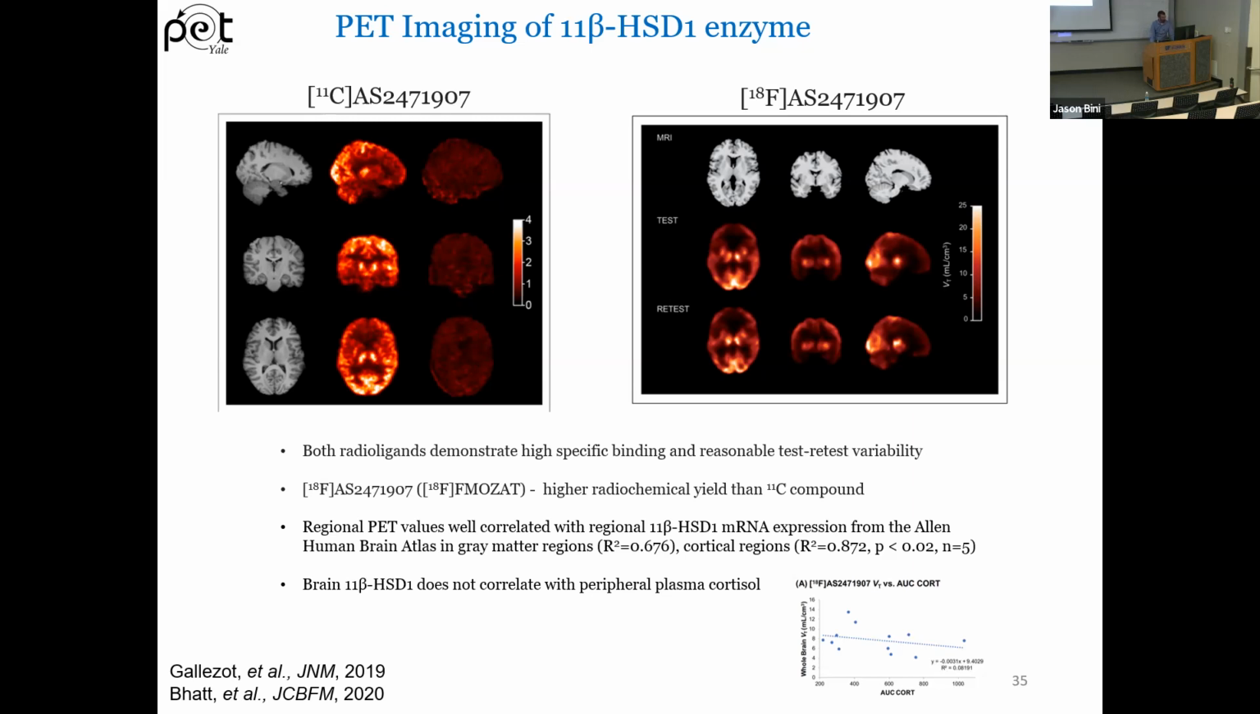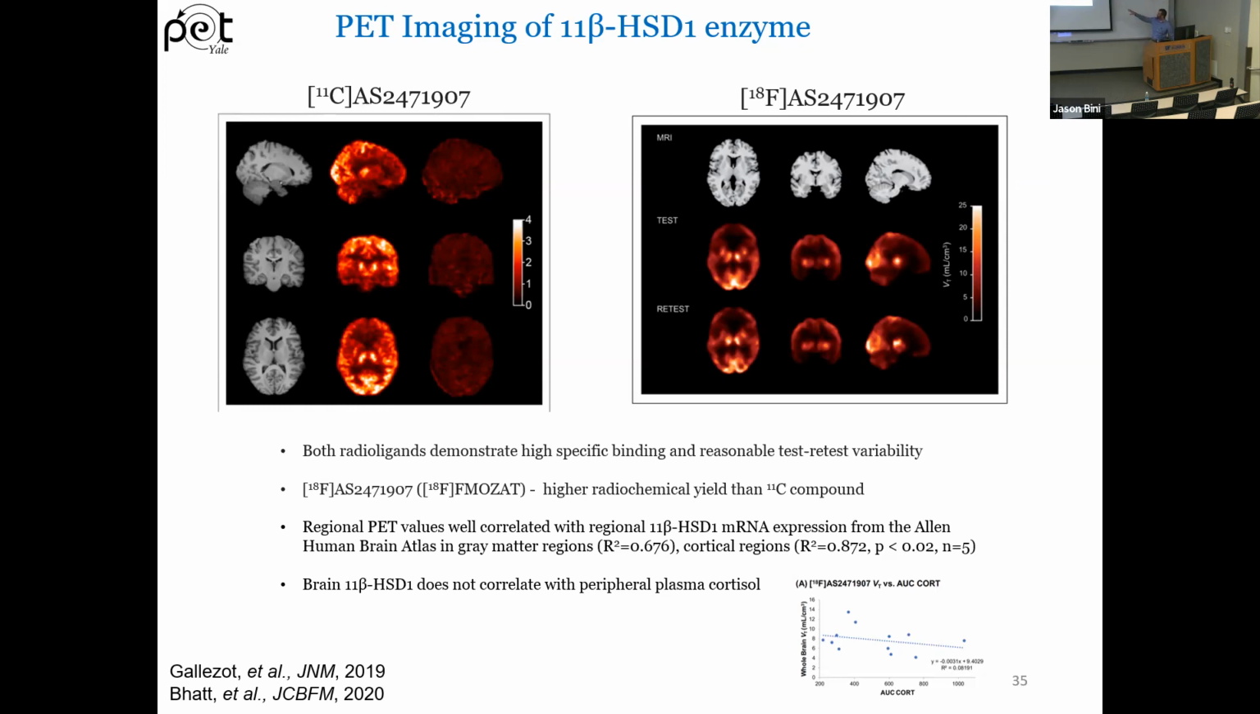And then once we move to an F18 compound, you can see MRI on the top, test, retest. So we'll scan them like a week later and see if this is a stable measurement with no interventions. We want that to be a stable measurement. We want to know that we're measuring the same thing week to week. So they both demonstrate specific binding to that target.